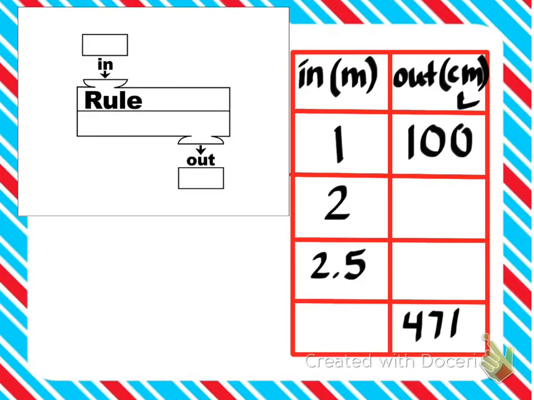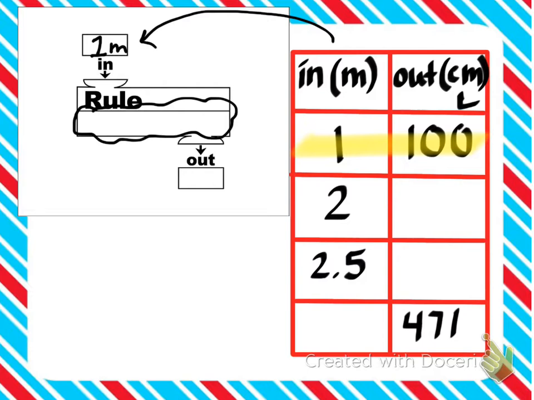Your workbook is going to give you a table and a function machine just like this. Your job is to use the conversion and fill in the rest of the table and write a rule of what's happening inside the function machine to the numbers that you're putting in. So if I put 1 meter in this function machine, something happens to it inside of there, and then out pops 100 centimeters. Our job is to figure out the rule. What is happening to the 1 meter, changing it to the 100 centimeters?